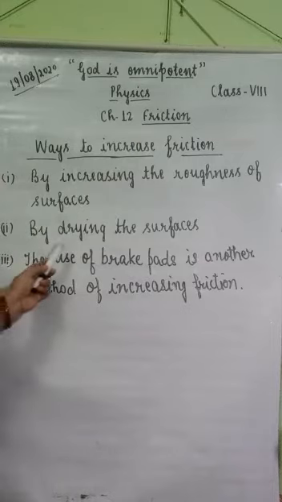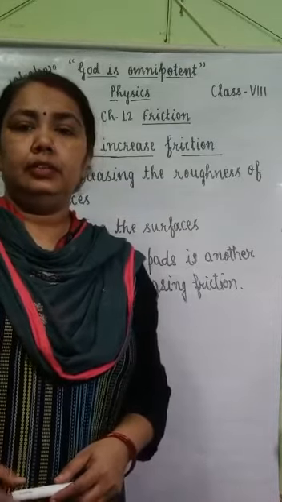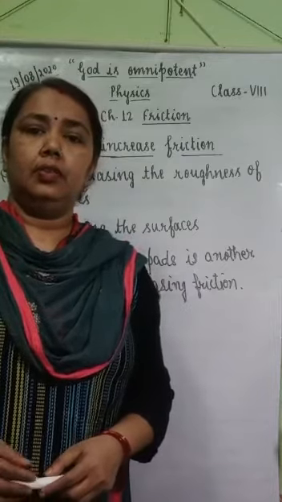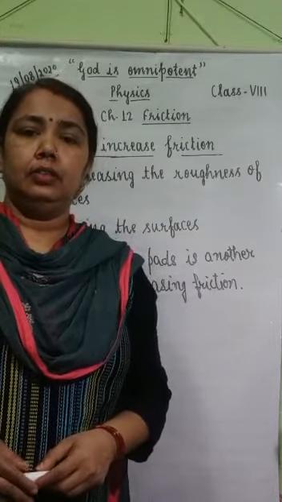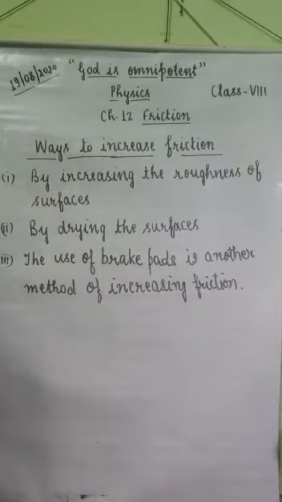Next is by drying the surfaces. You have seen that when you walk on a wet floor, you will slip on it because there is less friction. So by drying the surfaces, we can increase friction and prevent slipping down.